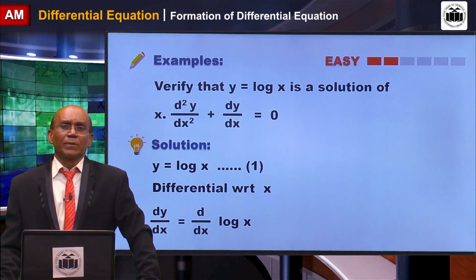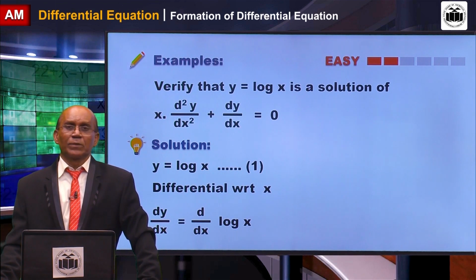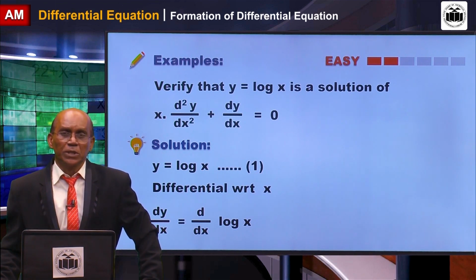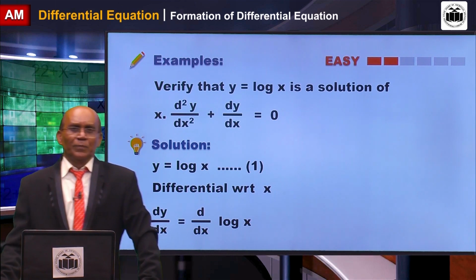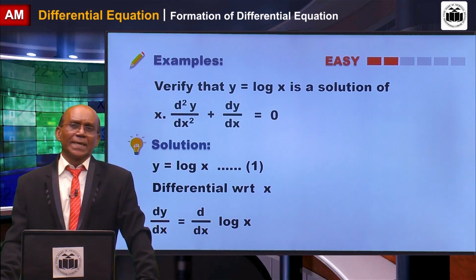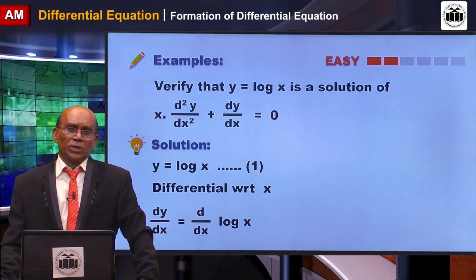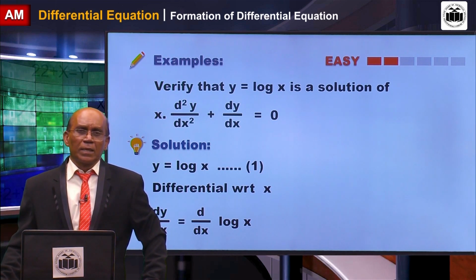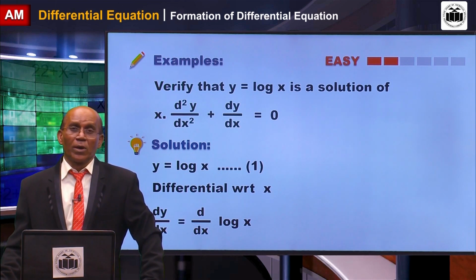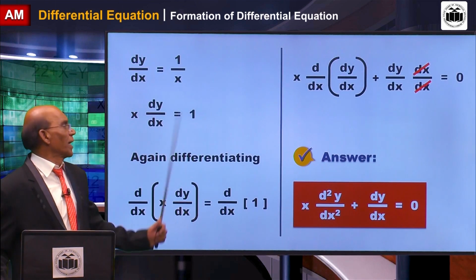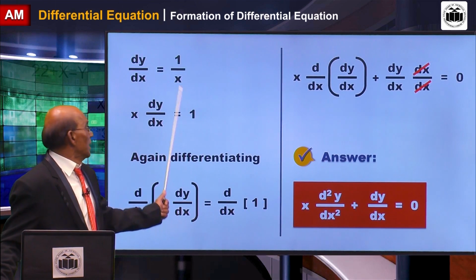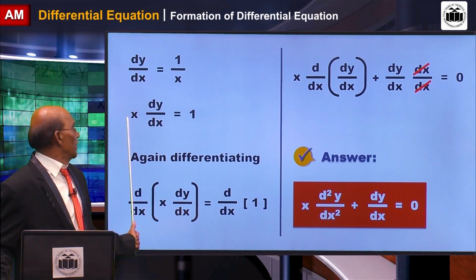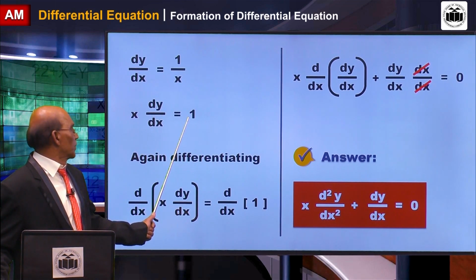Verify that y equals log x is a solution of x d square y by dx square plus dy by dx equals 0. Again, keep in mind that there is only one derivative in this example. Solution: y equals log x, differentiate with respect to x, dy by dx equals d by dx of log x, and the derivative of log x is 1 by x. If we multiply this, we get x dy by dx equals 1.